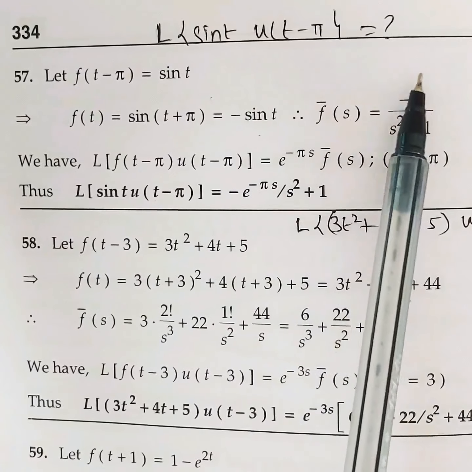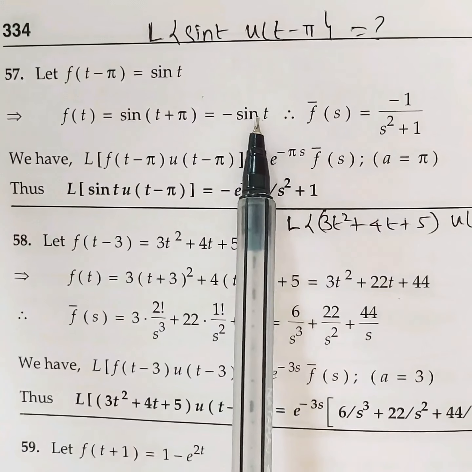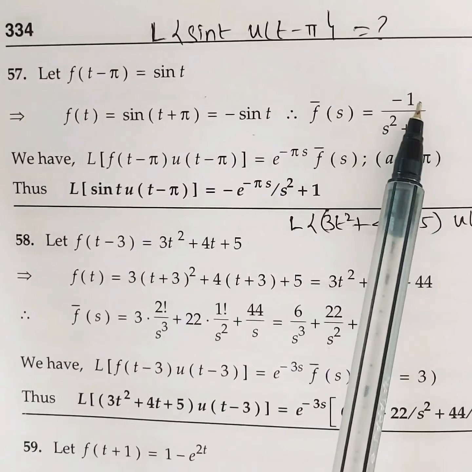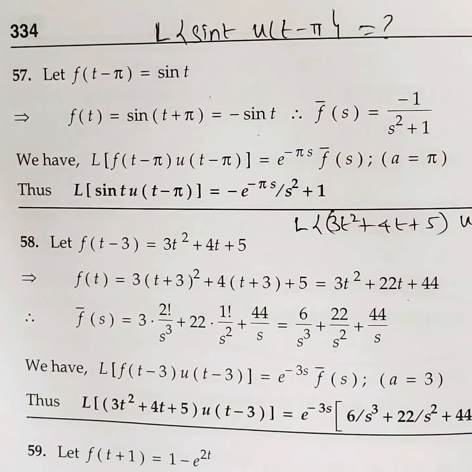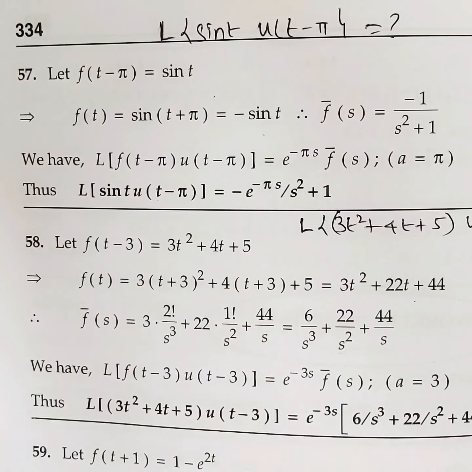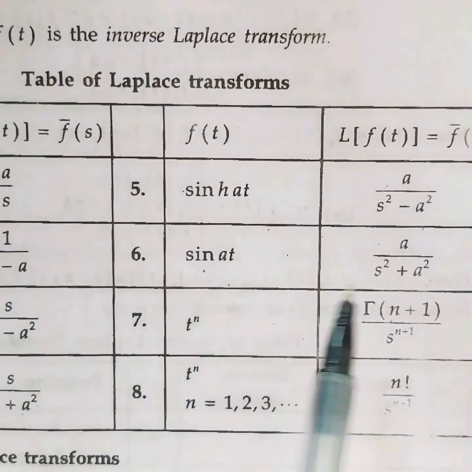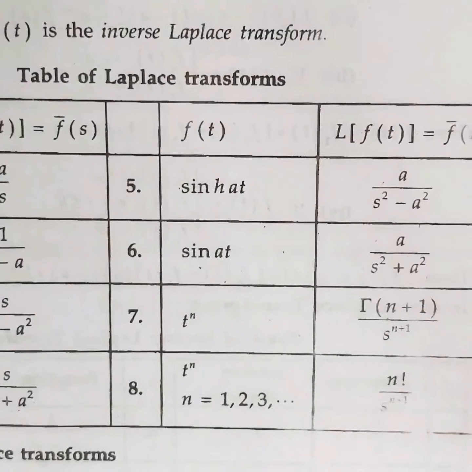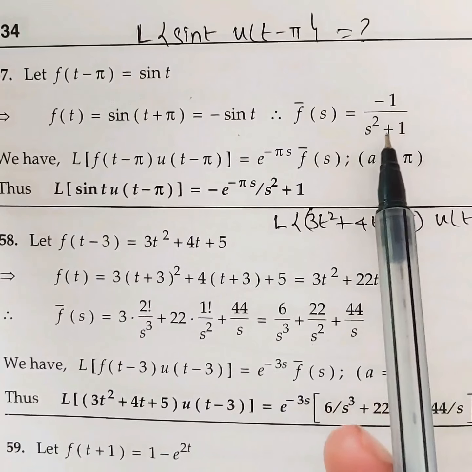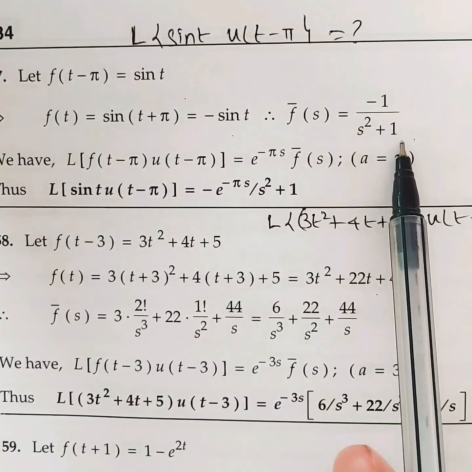Laplace of sin t is 1 by s square plus 1, because for sin 1t, here a is 1. Remember the formula, Laplace of sin at is a by s square plus a square. You have to write down which formula you are using here. Now, in the place of a I have 1, so 1 by s square plus 1 is the answer, f bar of s.